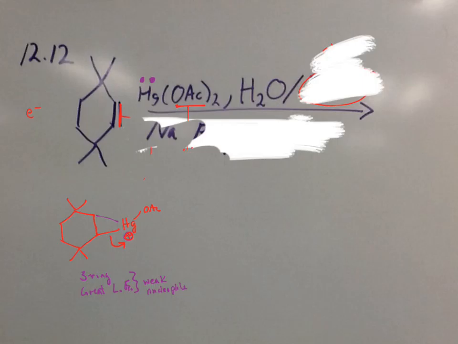I won't quite accept OH. We've got water. The water is present because it is acting as a nucleophile. Those lone pair electrons can come in and do a backside attack to generate our new species with our mercury, OAc, and our OH.